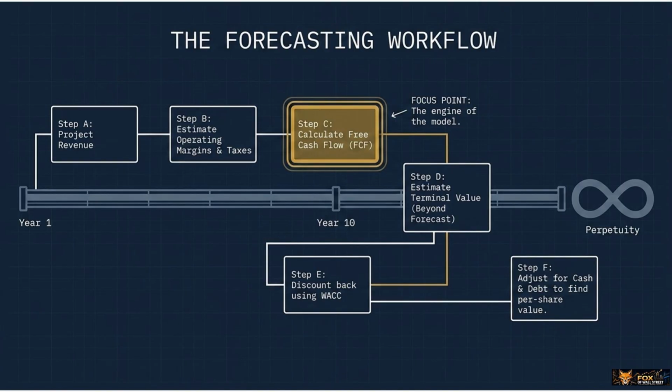Moving to Section 2, Projecting Free Cash Flow, the 6-step blueprint. Okay, so how do we actually build this thing? The workflow starts by projecting a company's revenue out for the next 5 to 10 years, right? Then you estimate the operating margins and taxes to figure out what's actually left over. Those projections are what lets you calculate the free cash flow. After that, you estimate the terminal value for the years way out beyond your forecast, discount the whole thing back using WACC, and finally, adjust for cash and debt to find your literal per-share value.